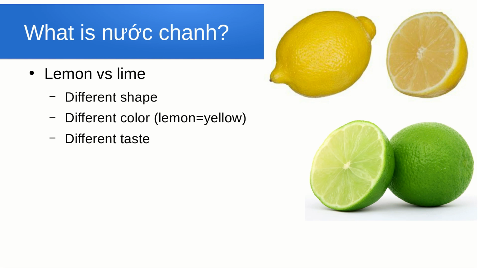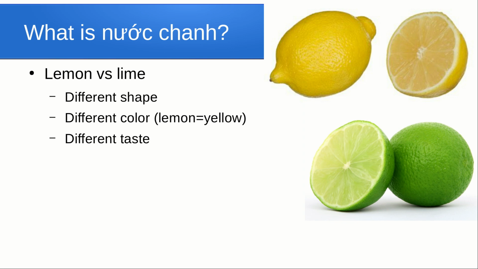They have different shapes. A lime is basically round. A lemon is oblong, and it has these bumps on the side. A lemon is yellow. A lime is green. They have different tastes. And so many Vietnamese people learn that nước chanh means lemon juice.